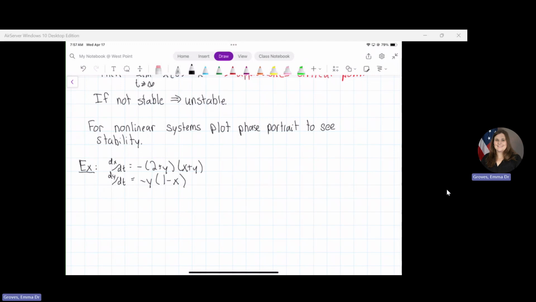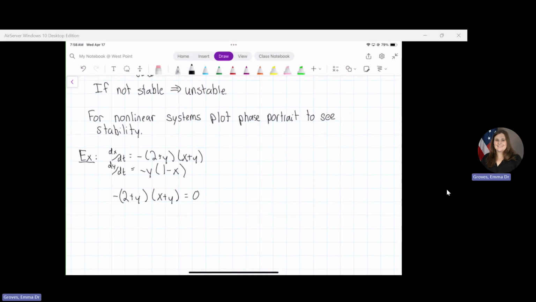So we're going to take negative 2 plus y times x plus y, and we set this equal to 0. This is going to give us two solutions. What are our two solutions here? Yep. So if we solve these, we'll get y equals negative 2, or we get y equals negative x. So now we're going to move on and utilize these in our second equation.